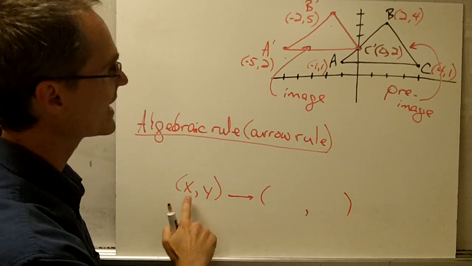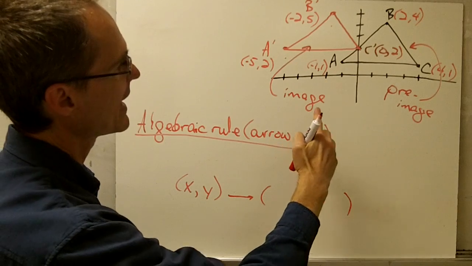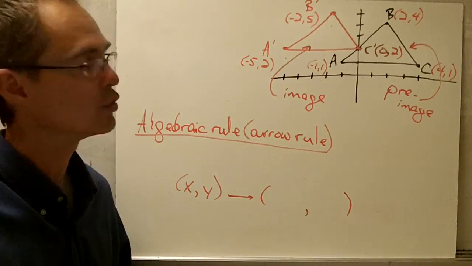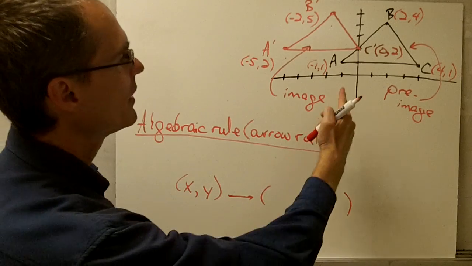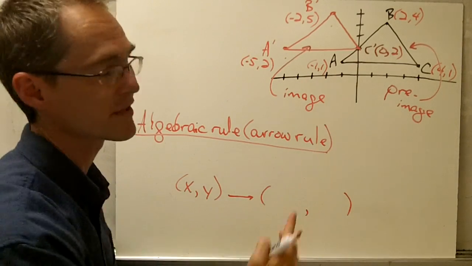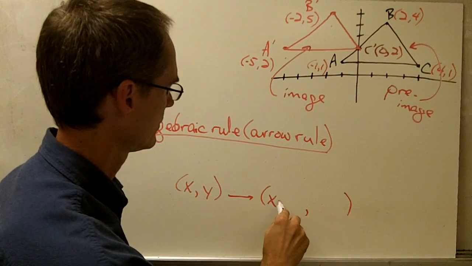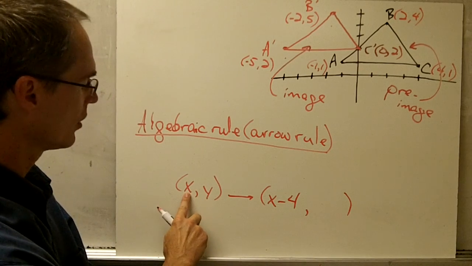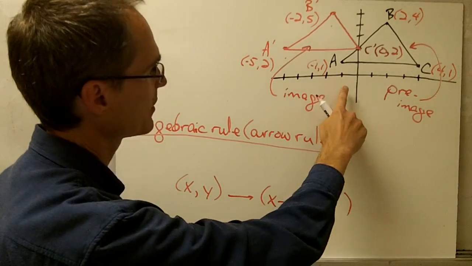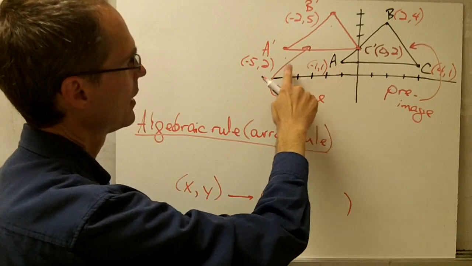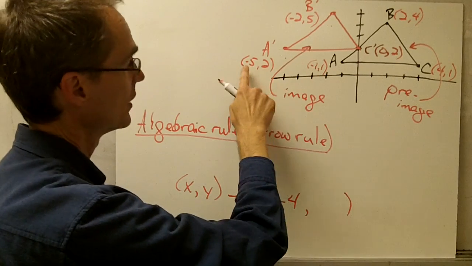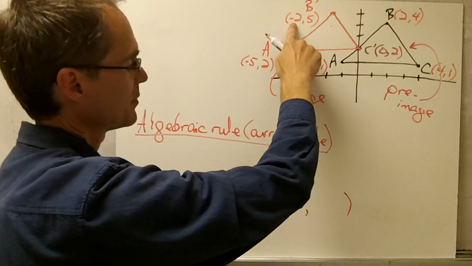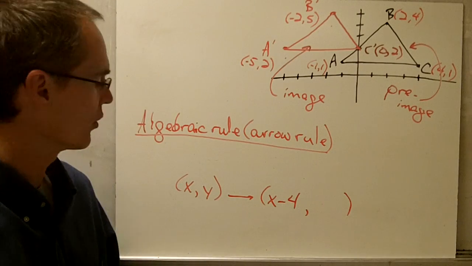Well, for this particular translation, I noticed that in order to translate all of my x-coordinates, since I'm moving my pre-image to the left by 4, essentially what I'm doing is taking all of my x-coordinates and subtracting 4 from them. So that would be what this part of my algebraic rule would look like. I'd be subtracting 4 from my original x-coordinates, and I can see that that's what's happening here. My original x-coordinate here was -1, and when I translated it, it became -5. -1 subtract 4 gives me -5. Same thing for B. I started out with 2, I subtract 4, that gives me -2. So each one of my x-coordinates, I'm subtracting 4.